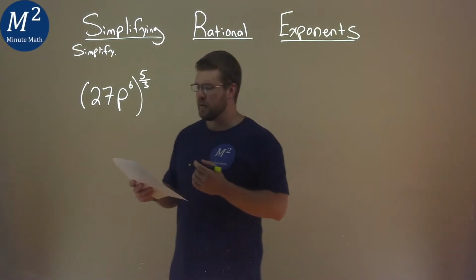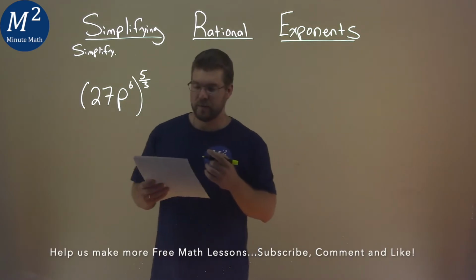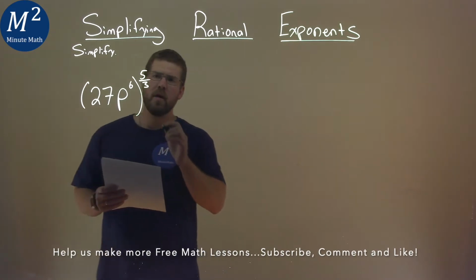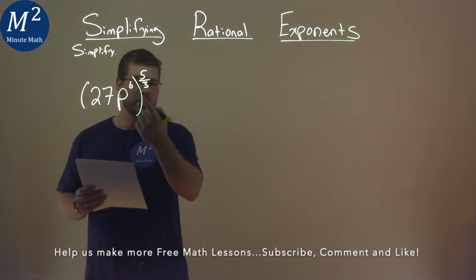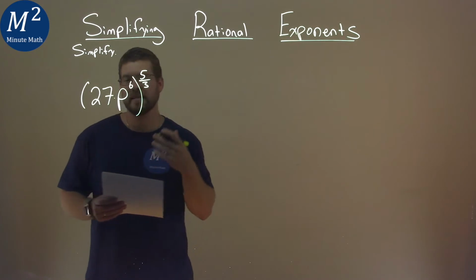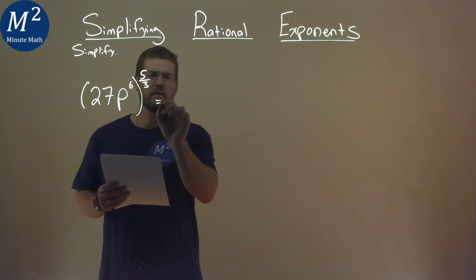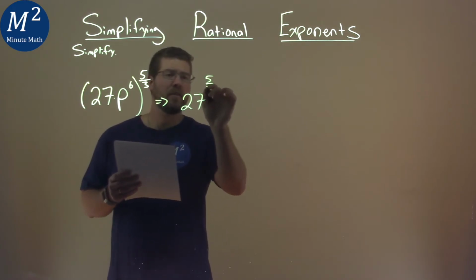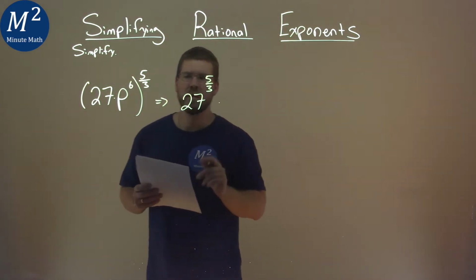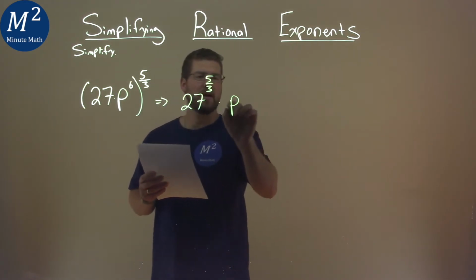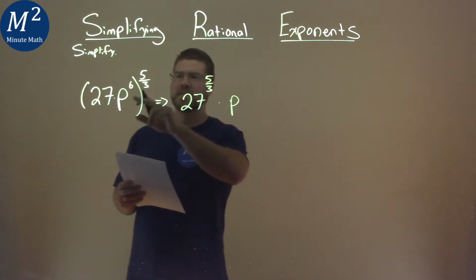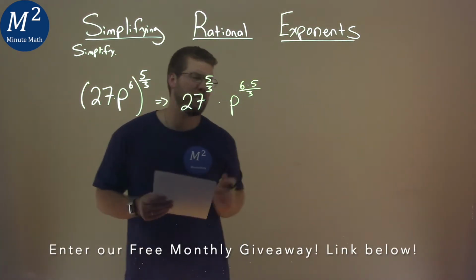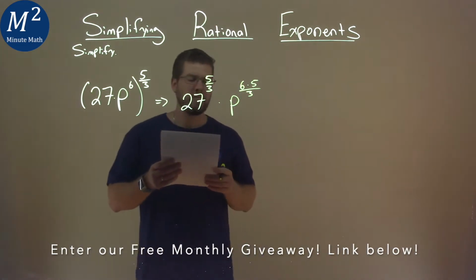We're given this problem right here, 27p to the 6th power, all to the 5/3 power, and we need to simplify. Well, this 5/3 power needs to be distributed to both parts here. Remember, that's 27 times p to the 6th. So what does that look like? Well, we'd have 27 here to the 5/3 power times p to the 6th, right? And we multiply the exponents. So 6 times 5/3 is going to be shown as 6 times 5 over 3. That makes it easier. So then from here, how can we simplify?